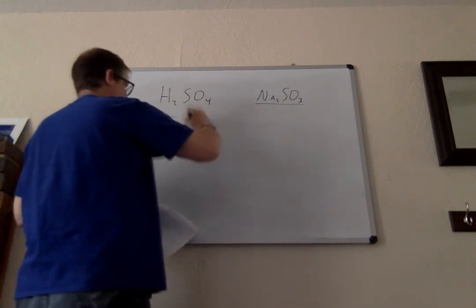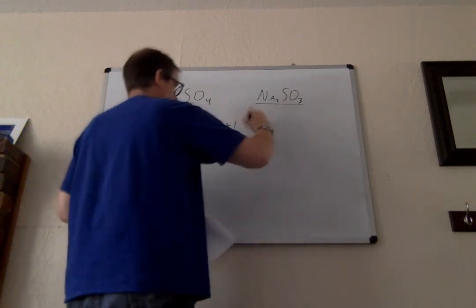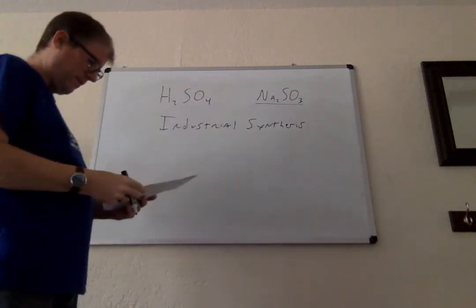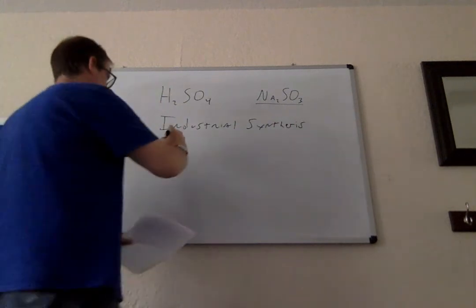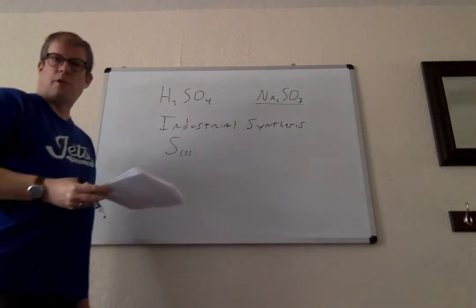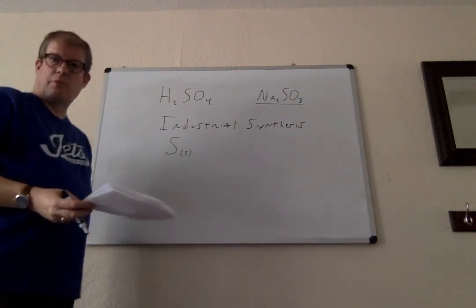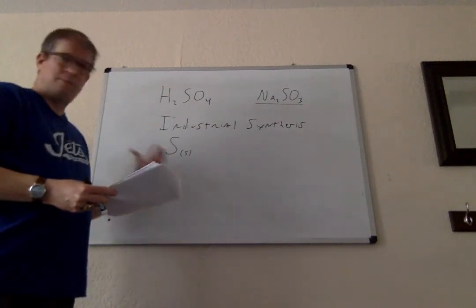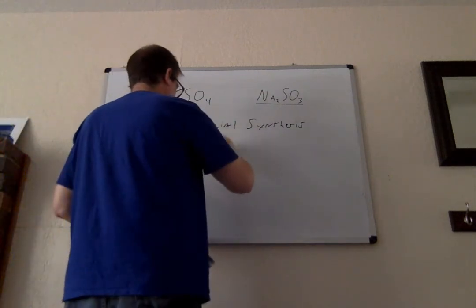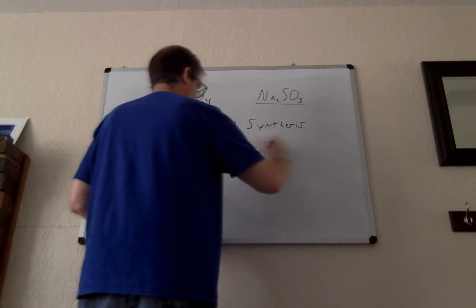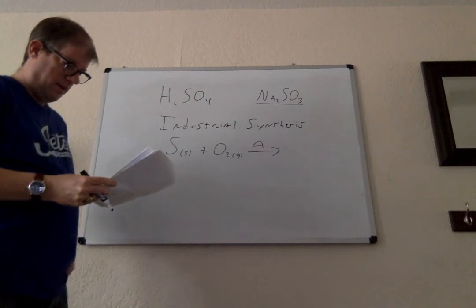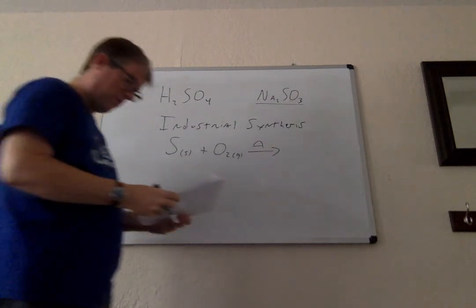And so how is this made industrially? Well, you start with the elemental sulfur. I'm doing the stoichiometry wrong. If you really wanted to, you could call that S8, but we'll simplify it down to S. If you wanted to do that, just multiply all your coefficients by 8. It's simply combined with oxygen at relatively high temperatures.